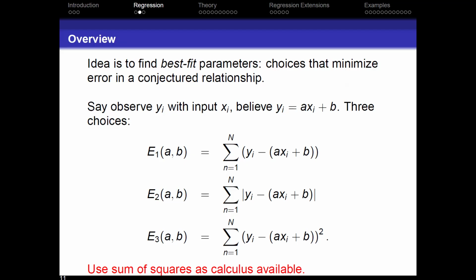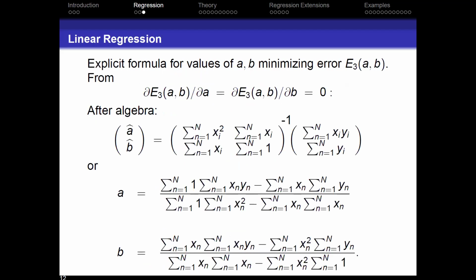Now, what's nice is if we use 3, we're going to be able to get a closed form expression for the answer, for the best fit parameters A and B. And so I apologize for insulting you by reviewing linear algebra that you know so well. But let's just make sure everybody's on the same page. Let's review some linear algebra and let's review some multivariable calculus.